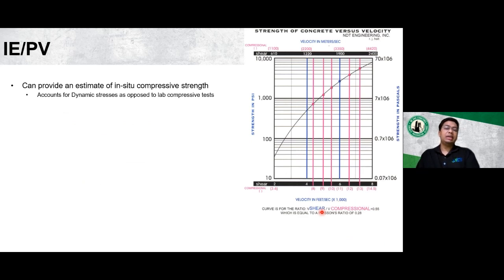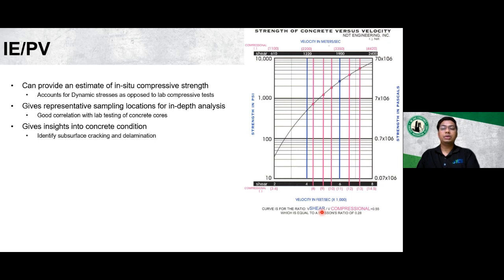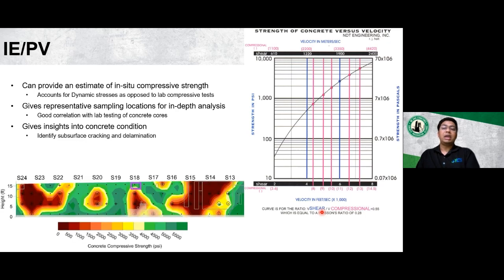And these techniques are really great in estimating the in situ compressive strength of the concrete, where the in situ compressive strengths account for all the dynamic stresses the structure is exposed to, as opposed to the uniaxial loading in the lab testing of the concrete cores. And these estimated compressive strengths, when plotted as heat maps, can give you a spatial distribution of the weak areas, highlighted by the reds and the yellows, and the strong areas of the concrete. And these heat maps can serve as a guide for selecting the representative concrete sampling locations.